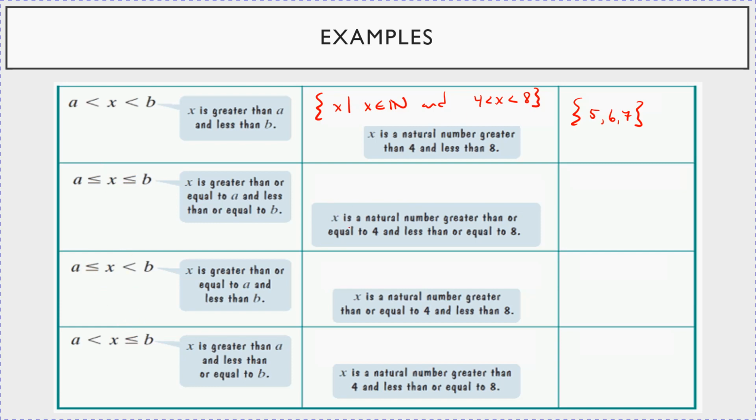So let's do this. x is a natural number greater than or equal to 4 and less than or equal to 8. This has the equal sign under both. So x such that x is an element of the natural numbers, because we said it has to be a natural number, and it's greater than or equal to 4 but less than or equal to 8. That would be the numbers 4, 5, 6, 7, and 8.